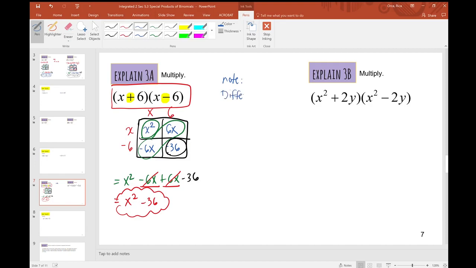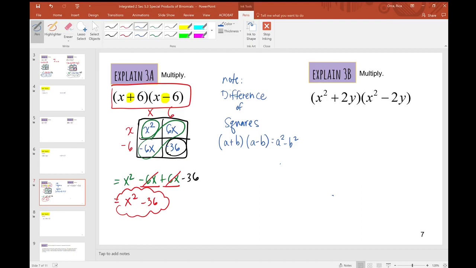Difference of squares, and that pattern is (a + b) times (a - b) equals a squared minus b squared. So in this case, a would be x, and b would be the 6, and 6 squared is 36. That's just a little shortcut. If you don't want to use it, that's completely fine.